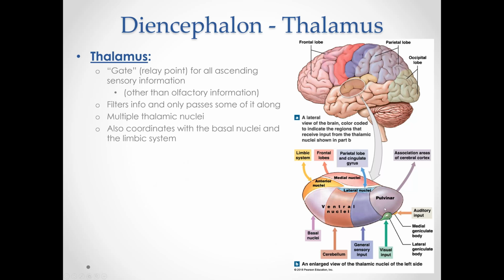You don't need to know the different nuclei in the thalamus, even though they're listed in your textbook. Next semester in A&P2, we will mention the medial geniculate body and the lateral geniculate body when we talk about vision and hearing, but that's next semester.